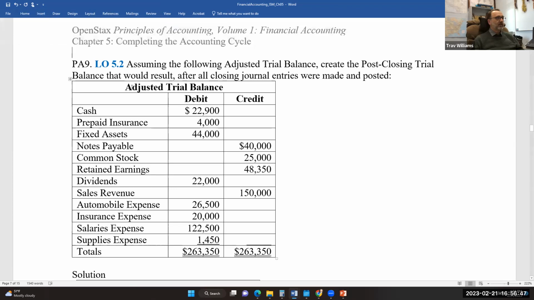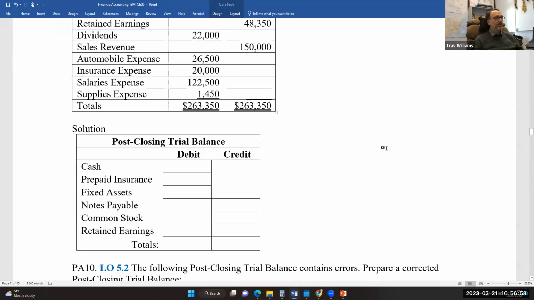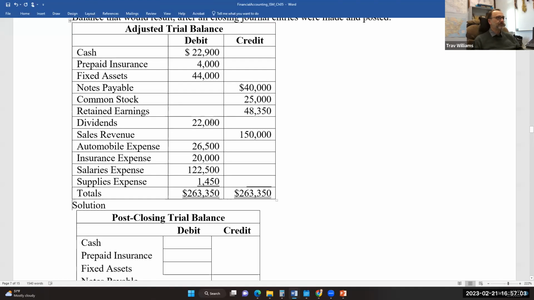So this is our adjusted trial balance. Okay, so adjustments have been made. Then after we close out the temporary accounts, what would be the post-closing trial balance? Okay, so part of this we know.